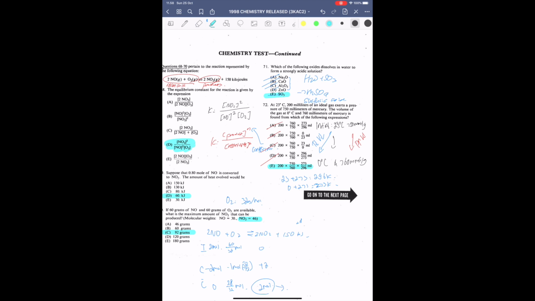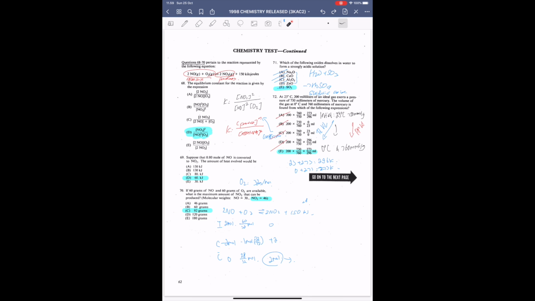However, if the question said that the temperature increases, so let's say 100 degrees, then you'll need to find a value that is over 1. So in this case, if it says 100 degrees, there'll be an increase in volume, right? And it will be something like this: 200 times 750 over 760 times 373 over 296, assuming that the pressure is kept equal.